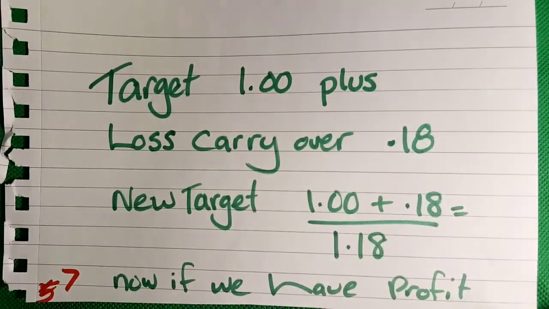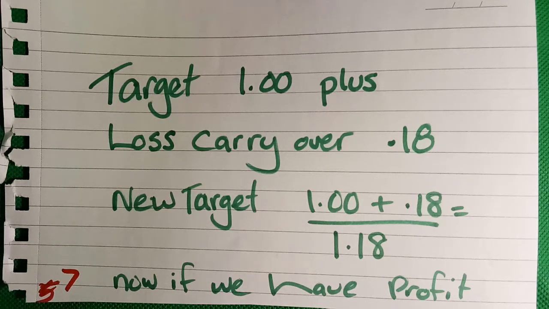So basically after a losing bet, this is how the bot would see it. The target plus the losing carryover, which for this tab would be 18p. So the new target would be £1 plus the 18p. So we're looking at £1.18 is what our new target would be.